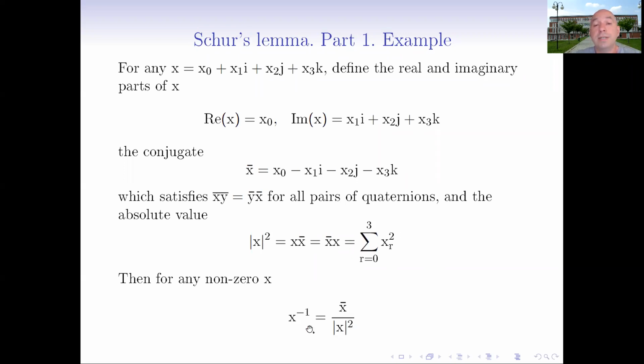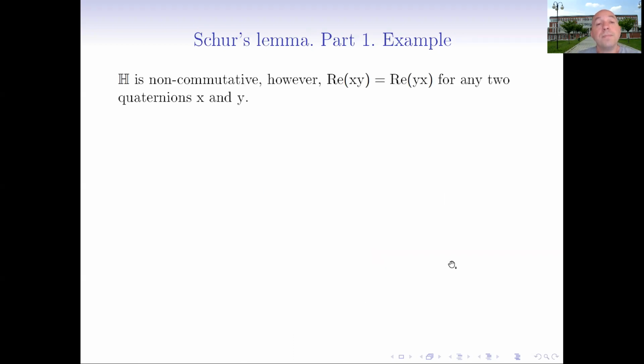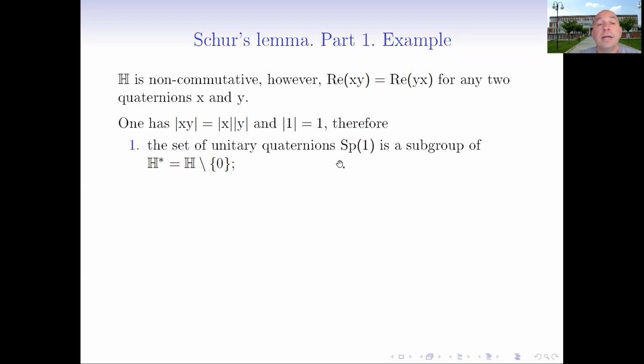And now you can see, just by the definition, that this is the inverse x^{-1}. If you multiply the right-hand side with x, you get x bar x divided by the absolute value of x squared, but x bar x is precisely the absolute value of x squared. So we get 1. H is non-commutative, but if you take only the real part, it will commute. So under the real part linear functional, it will commute for any two quaternions x, y. Also, the absolute value gives us the structure of a normed algebra. So the absolute value of xy equals the product of the absolute value of x and the absolute value of y, and the absolute value of 1 is 1.